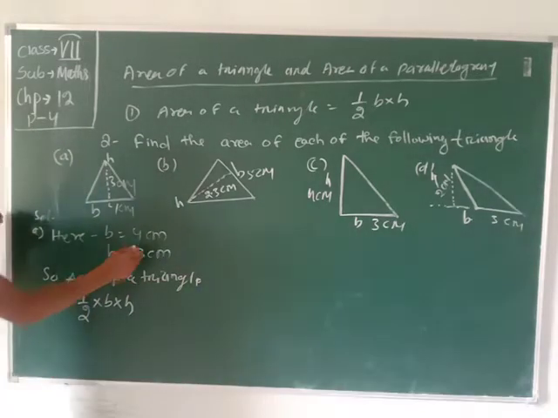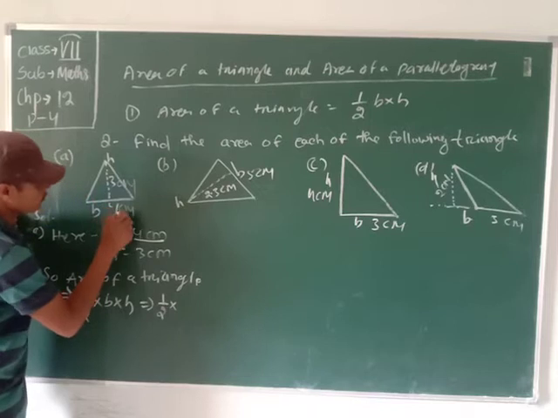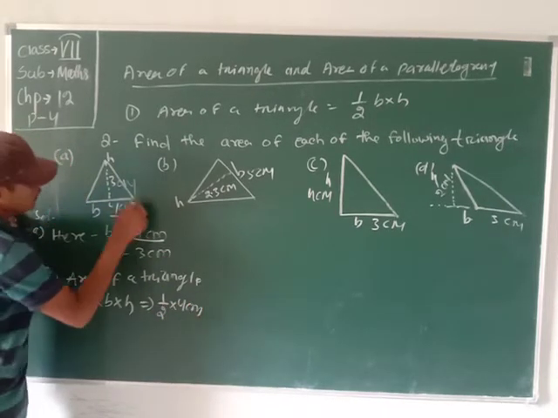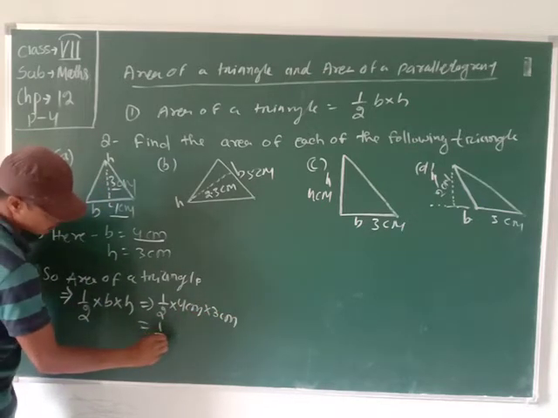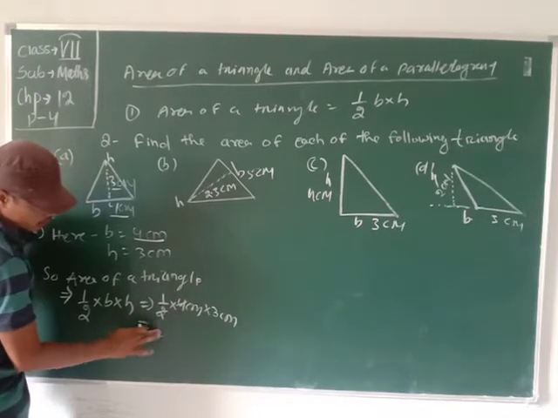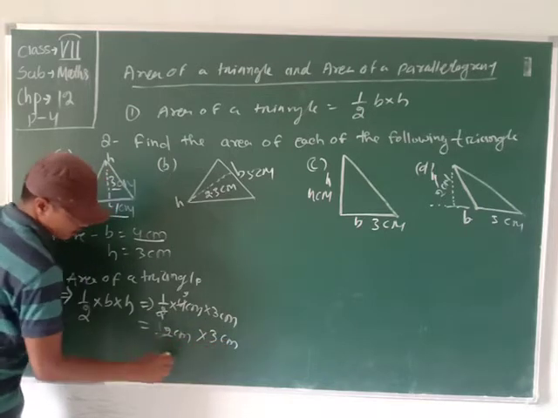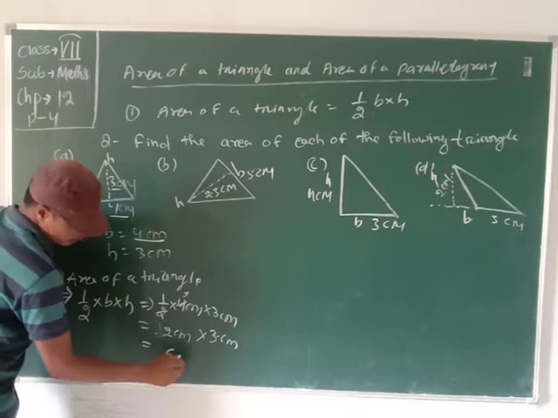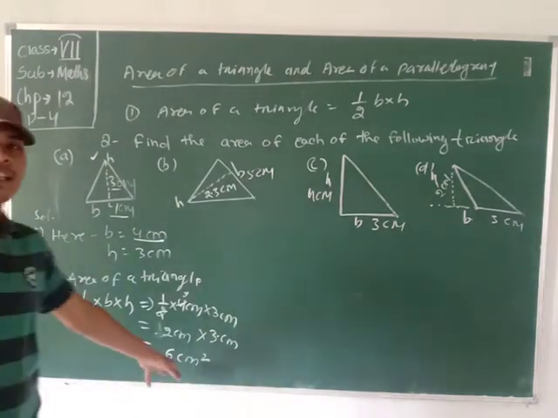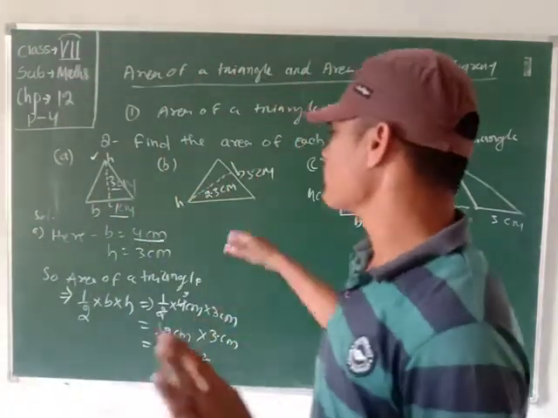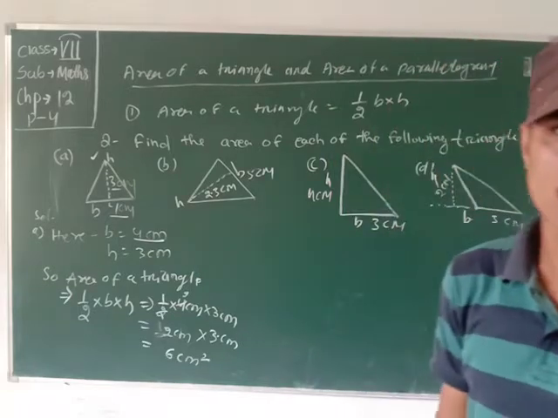Here the base given is 4 cm. Instead of it, we write 1 by 2 into base, which is 4 cm, and height, which is 3 cm. Now 2 times 2 is 4, so the 2s cancel, and we write 2 cm into 3 cm, which equals 6 cm square. That means the area of the first triangle is 6 cm square. You always use 1 by 2 into base into height. If the base and height are given, then we can easily find the area of the triangle.